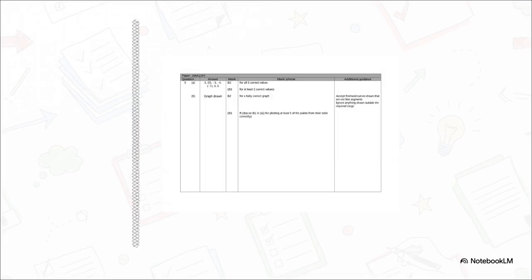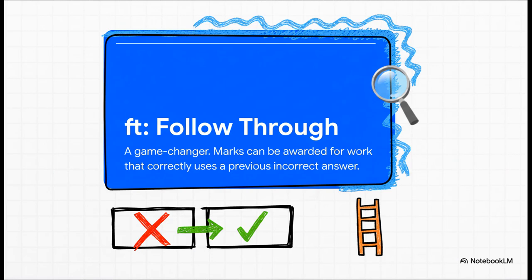Okay, now for part B, drawing the graph. Again, if you look at the mark scheme on the right, it says this is worth 2 B marks. But look really closely at the description. You see that little abbreviation, FT? This, right here, is one of the most important ideas in the entire marking system. Let me introduce you to FT.